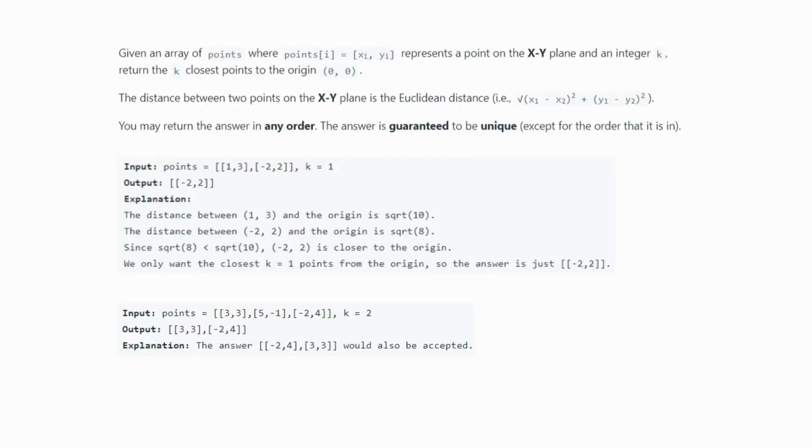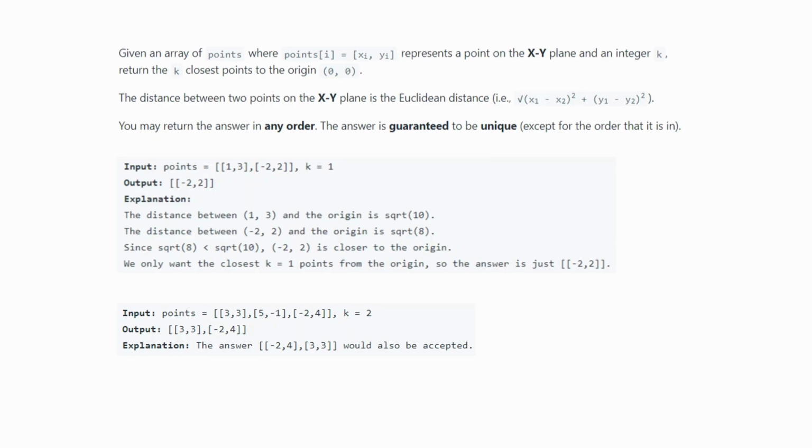At first, let's see what this problem says. It says given an array of points where points[i] will have an abscissa and an ordinate, which will represent a point on the xy plane, and we will also be given an integer k. What we'll be returning is the k closest points to the origin.